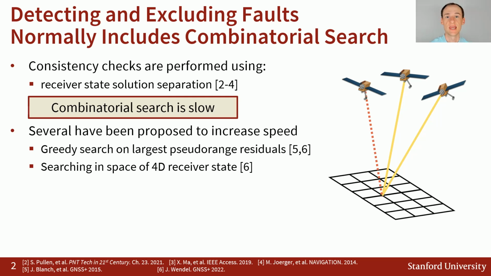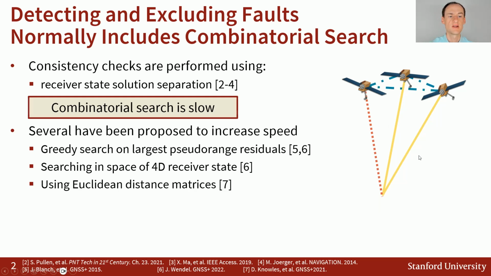Another method, presented actually last year here at the conference, is searching in a 4D space of the receiver state. So rather than searching in the measurement domain, you search in the receiver state domain. This method is fast, given that if you have a small grid, if you know your receiver's position, and you have many measurements, this method can be faster.